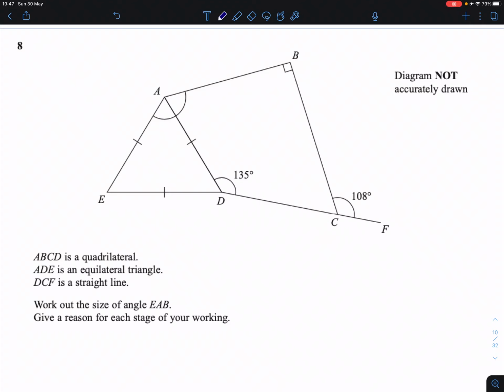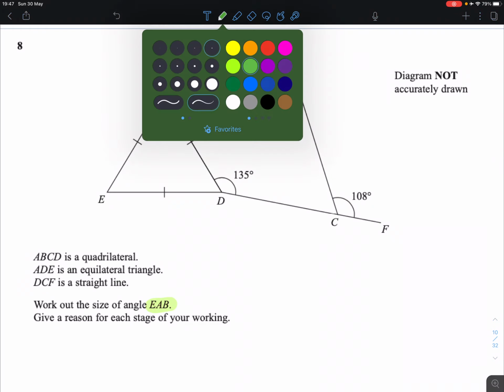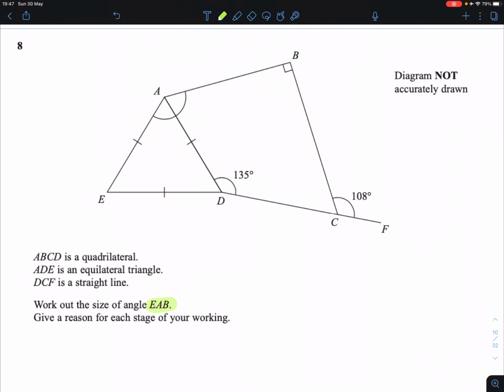Question 8. We have a diagram here with ABCD as a quadrilateral, ADE is an equilateral triangle, DCF is a straight line. So everything that you see in this picture is clarified, let's say, by the statements there. Work out the size of angle EAB. So just to highlight that, EAB is the angle from E to A to B. So it's this angle here that we're looking for. So that's the end game, is that angle there.